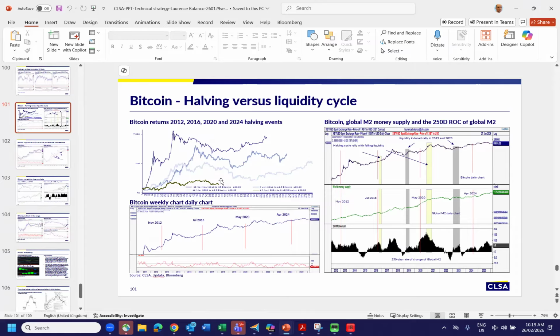Well, I can't see the halving event in April 24. Was that a halving event? What is that vertical red line? That's the date of the halving event. On this chart I can't see any of it because it's a log chart, I'm guessing. This chart up here just shows you that with each halving event the returns have been smaller, which you would expect in a maturing asset.